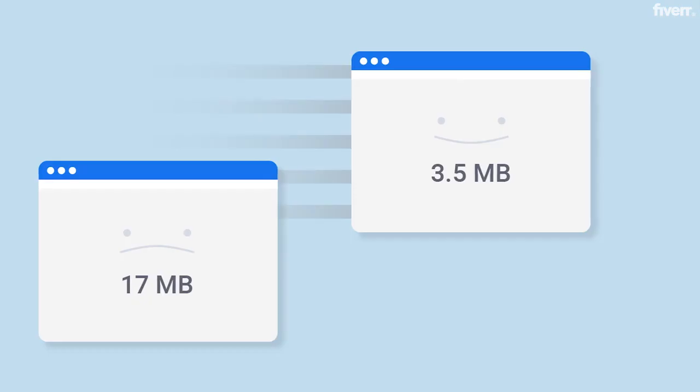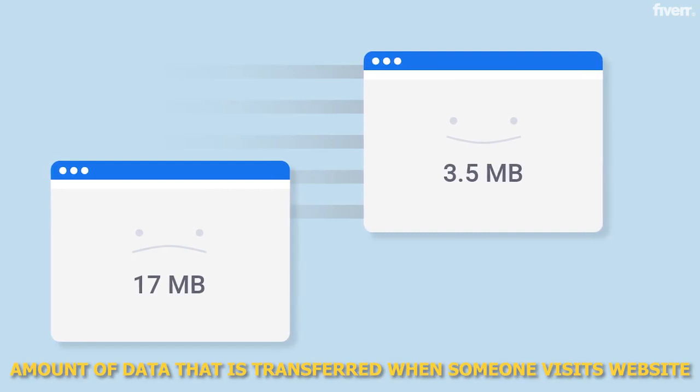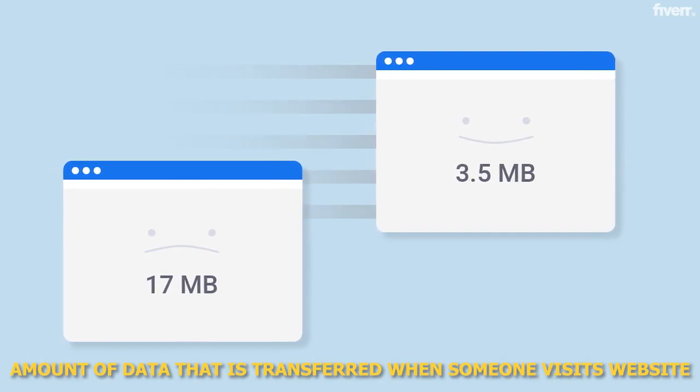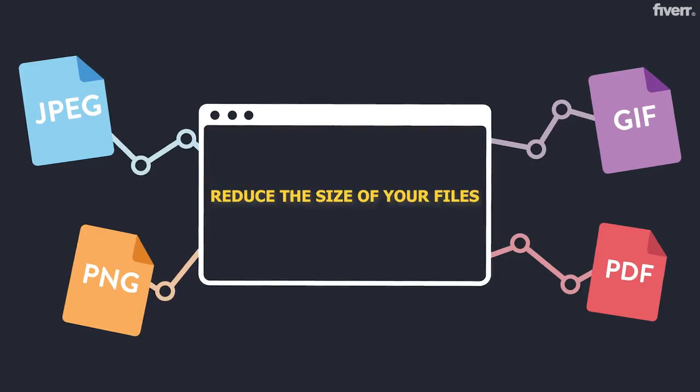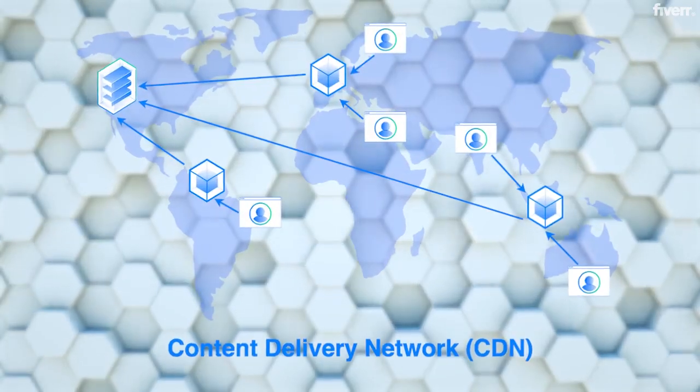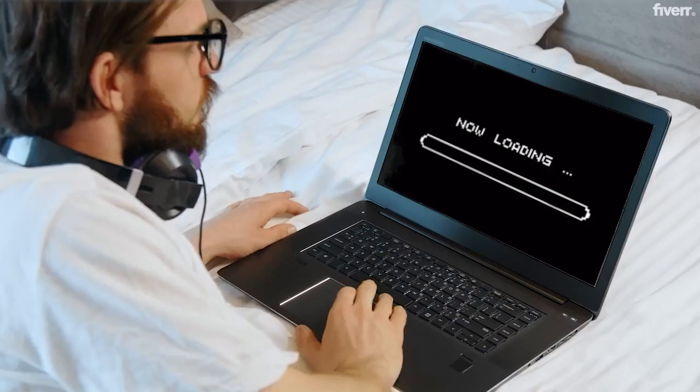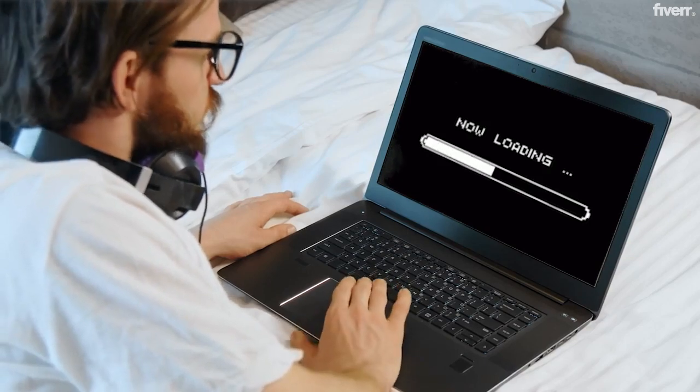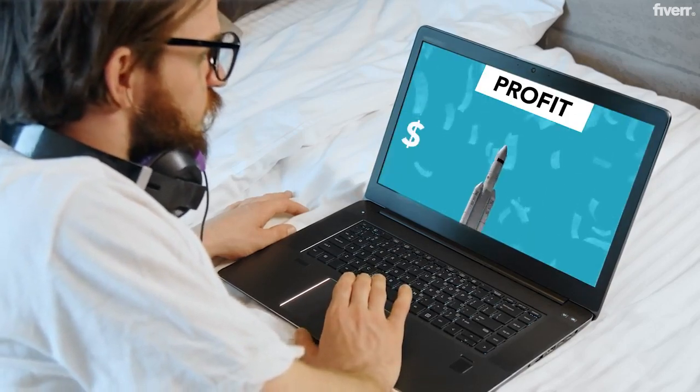Page size. Page size is the amount of data that is transferred when someone visits your website. To optimize page size, reduce the size of your files, compress your images, and use a CDN to deliver your website's content. Reducing your page size can help your website load faster and improve its performance.